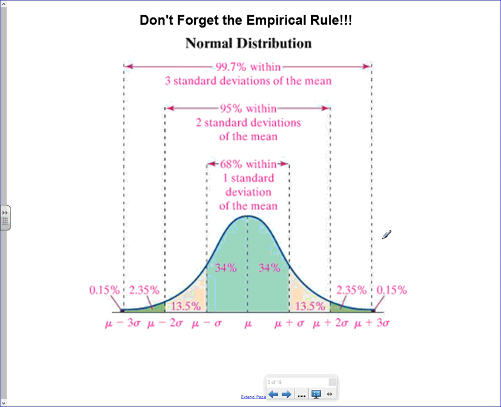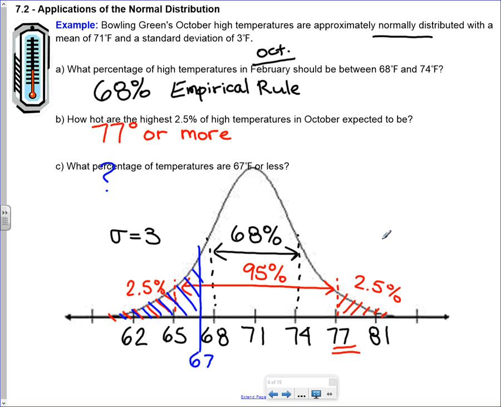So we can't forget the empirical rule. We're still going to be using the empirical rule here because the empirical rule is for symmetric bell-shaped distributions, and of course the normal distribution is that. So we can still use the empirical rule when possible.